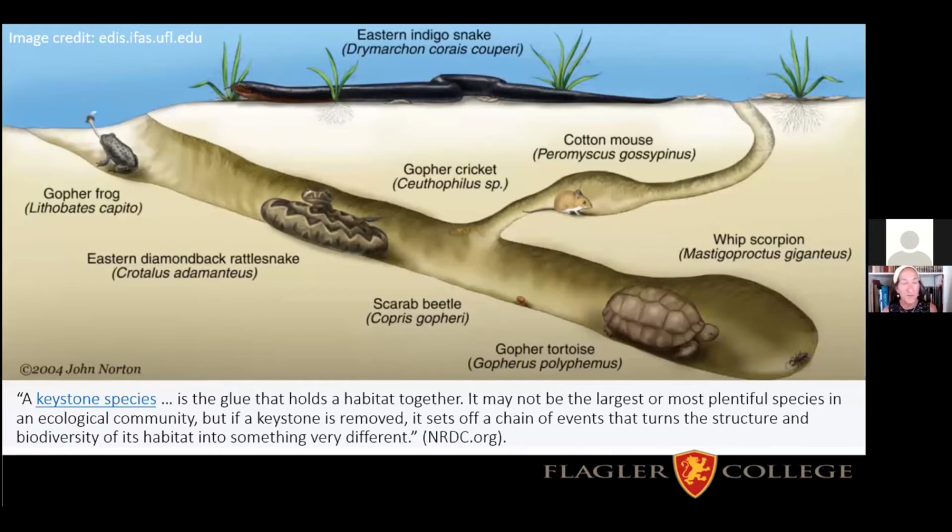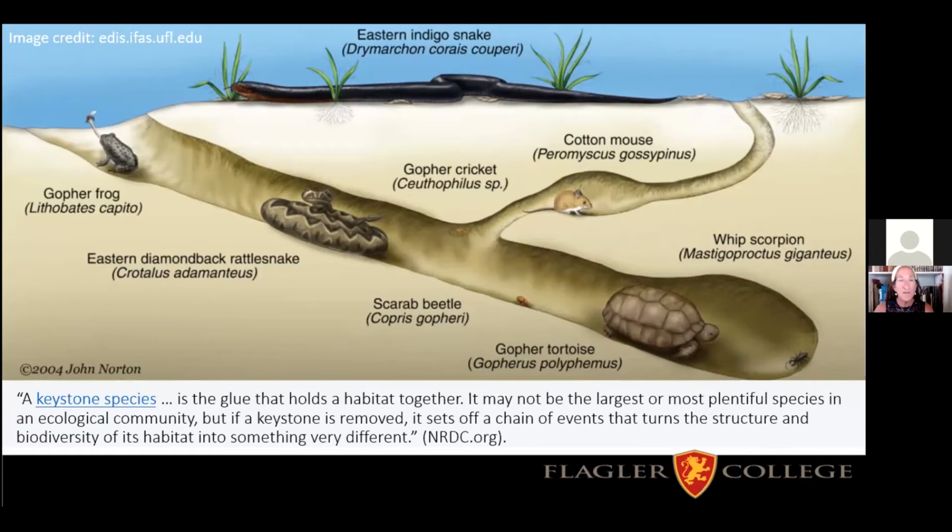I want to talk a little bit more about why gopher tortoises are really special. And this, I think, is the last of my definitions, and that's that of a keystone species. It's the glue that holds a habitat together. It may not be the largest or most plentiful species in an ecological community, but if the keystone is removed, it sets off a chain of events that turns the structure and biodiversity of its habitat into something very different. This is absolutely the case with the gopher tortoises.